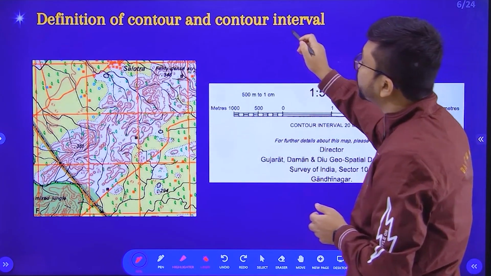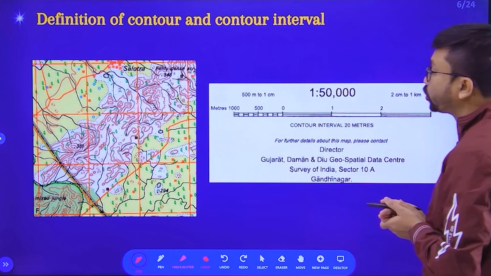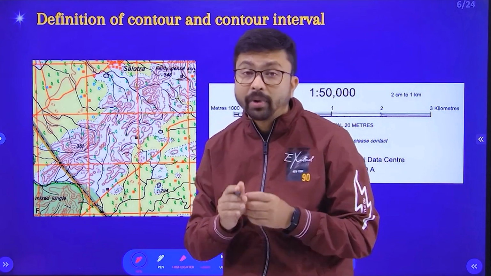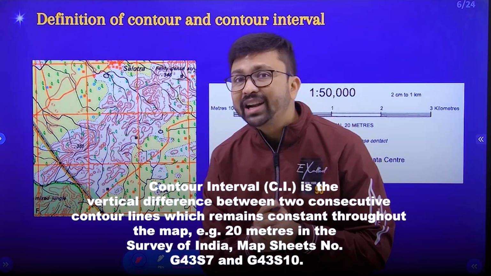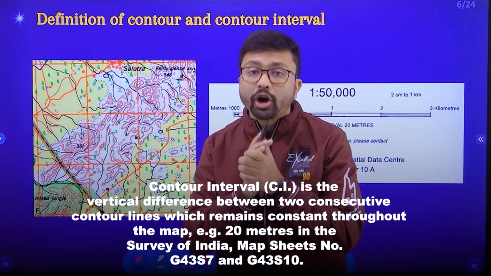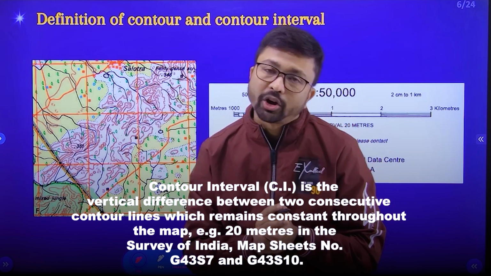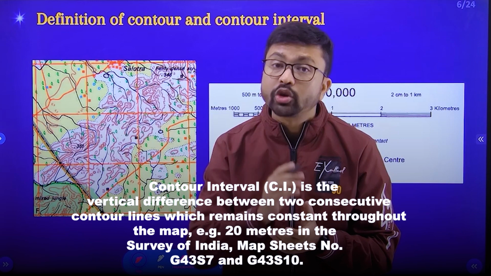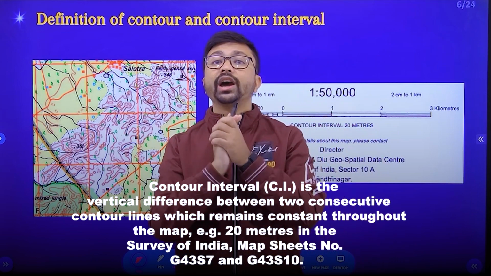The next important concept we need to know is the contour interval. Now what is contour interval? Contour interval is the vertical gap or vertical distance between two consecutive or successive contours. Remember, consecutive and successive are the important key terms here.